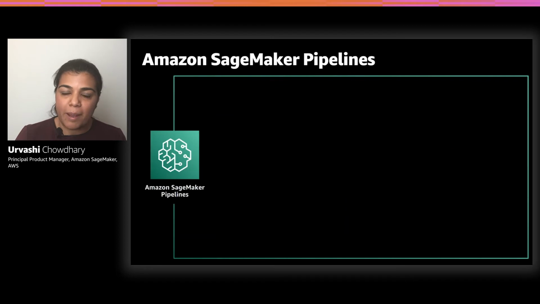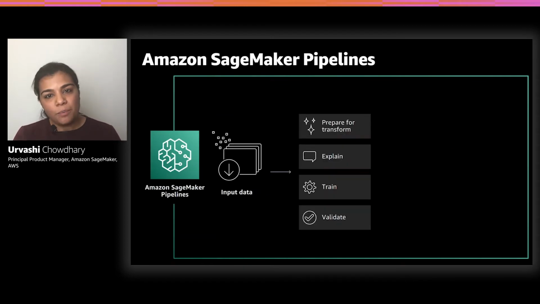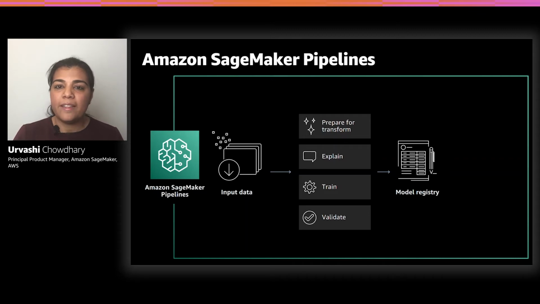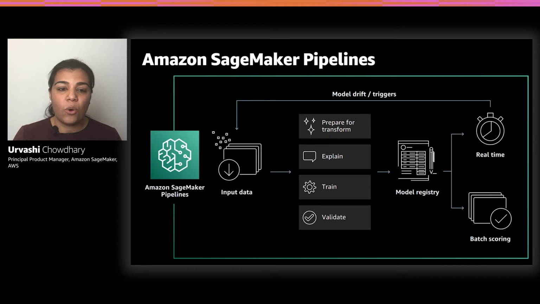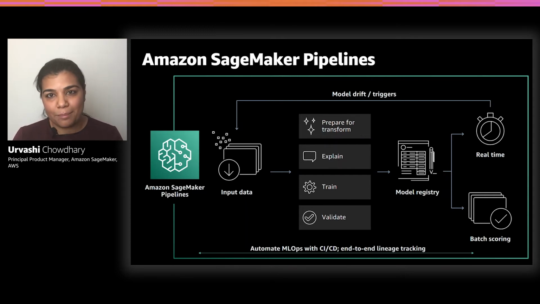Let's see how Amazon SageMaker pipeline works. You start with your input data and construct a model building pipeline which generates a model. You validate that model and then register it to the model registry, depending on whether the model meets your conditions and criteria. From the model registry, you can deploy models into production either for real-time inference or for batch scoring. As you get triggers on model drift or new data changes or code changes, you can automate the entire process of building machine learning models as well as deploying them into production.